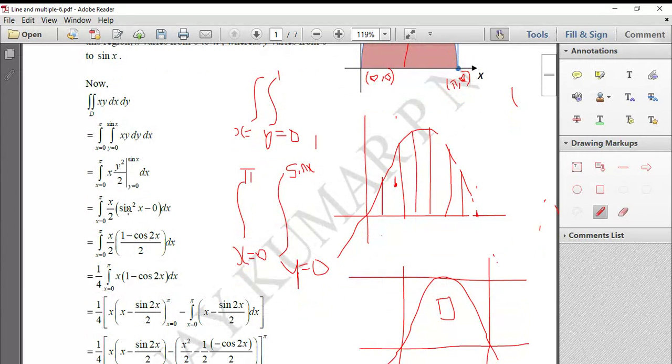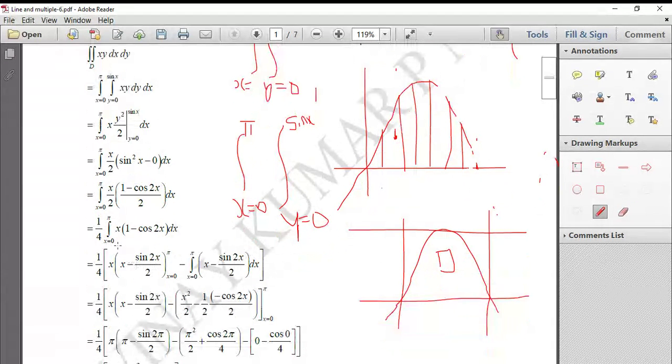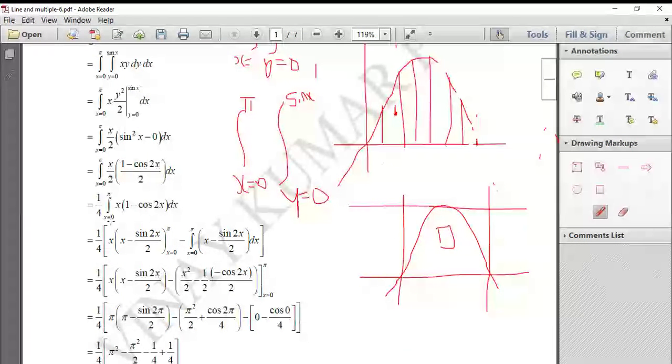And we know we cannot directly integrate sin square x, but there is a formula. Using that formula, cos 2x is 1 minus 2 sin square x, or sin square x is 1 minus cos 2x by 2. Now let me take out this 2 and 2, 1 by 4 outside, x into 1 minus cos 2x. Now this is a function of x alone.